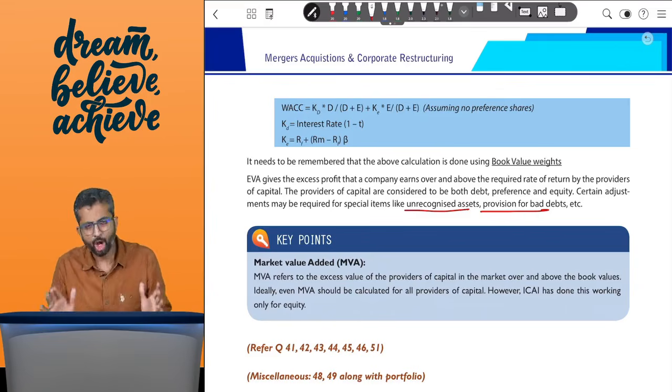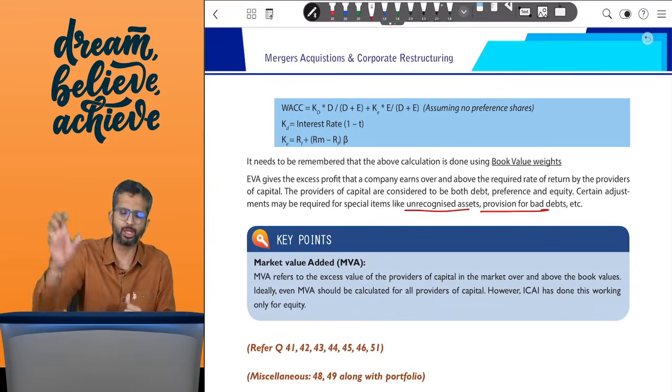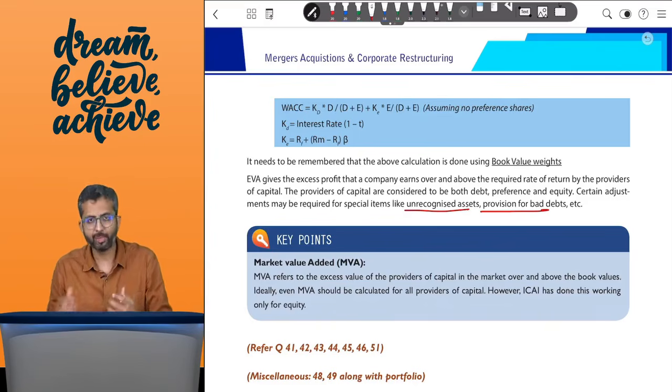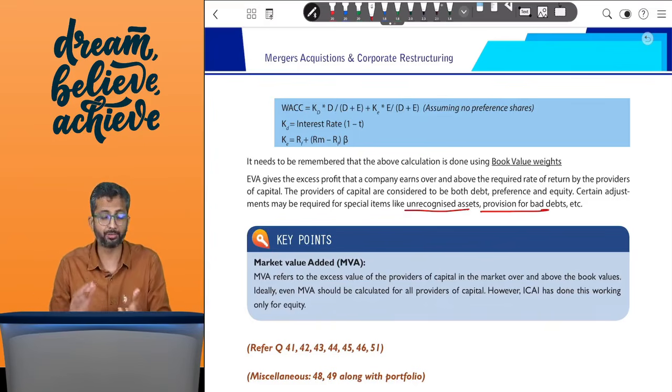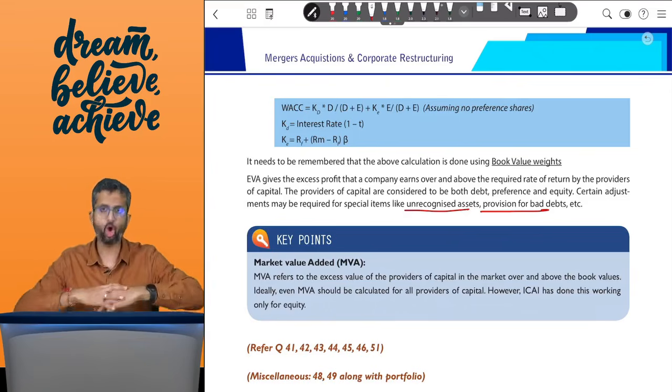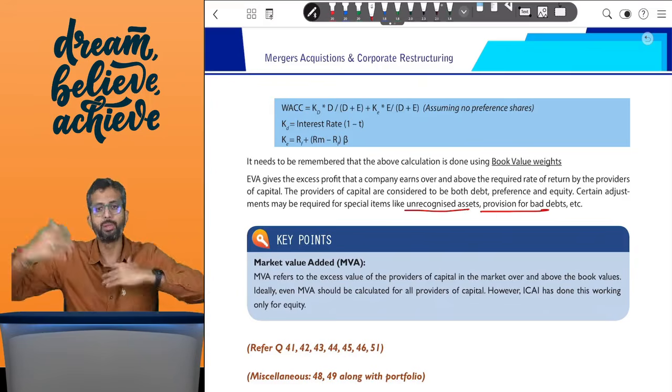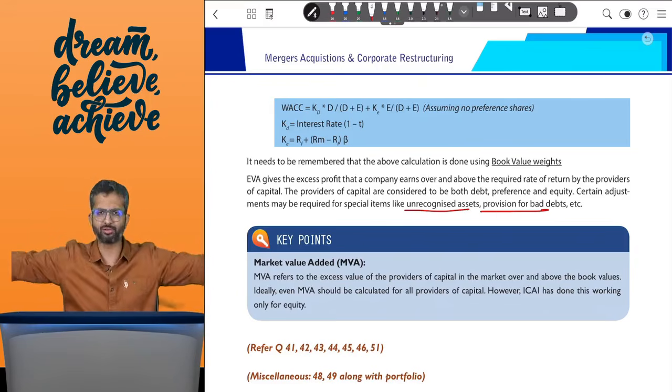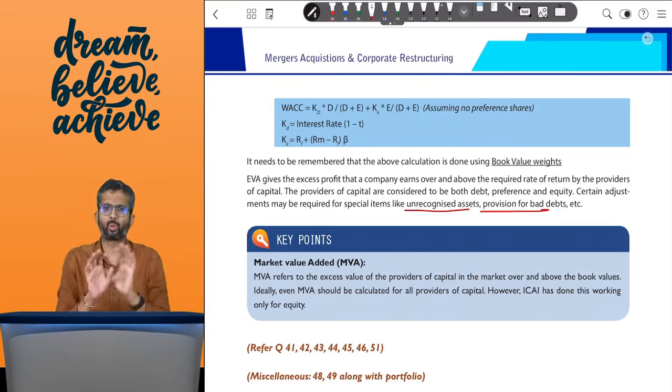Okay, there's also another concept called market value added, also called MVA. MVA, unlike EVA which is as per profits, is based on market values. So you will look at the market value of, let us say, equity plus the market value of debt, that is the total market value of the enterprise, minus the book value of equity and book value of debt.